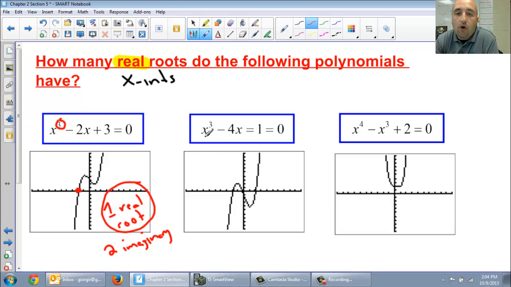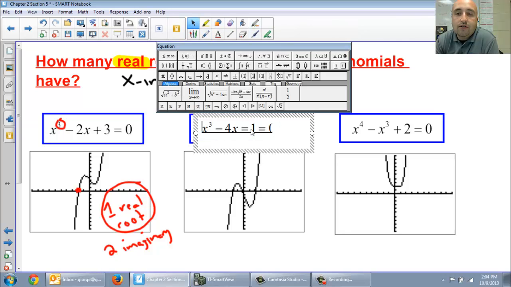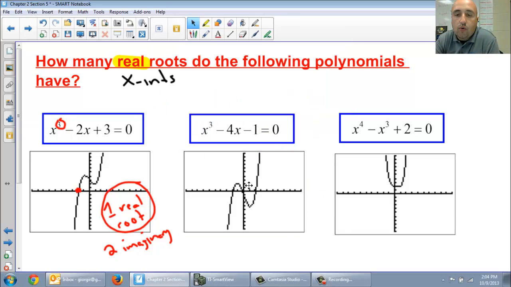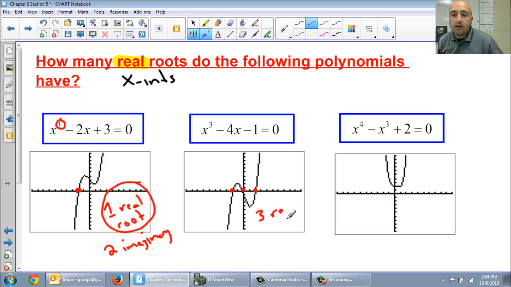Okay, now let's look at the middle one. x cubed minus 4x equals 1. Oops, this should be a minus 1. Okay, this is our equation. How many real roots does this one have? Well, how many times does it cross the x-axis? 1, 2, 3. So this one has 3 real roots.